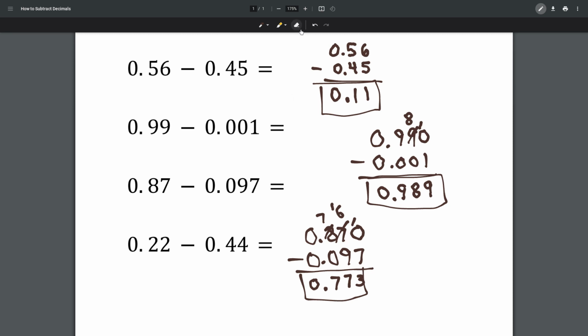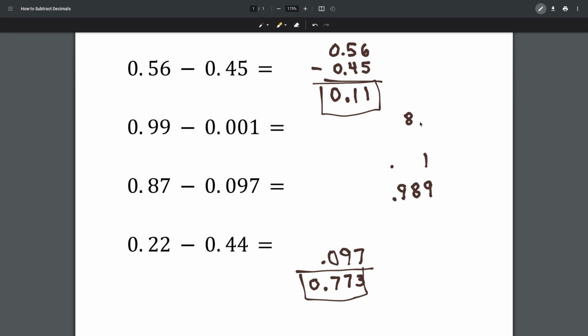I'm going to have to erase a little bit to make some room. So let's go do that. Erase a few of these. Okay, go back to here.